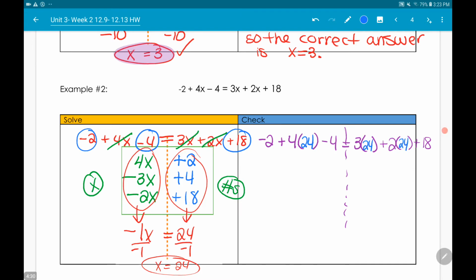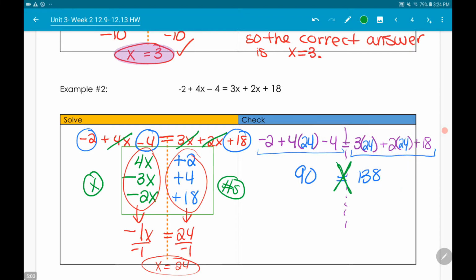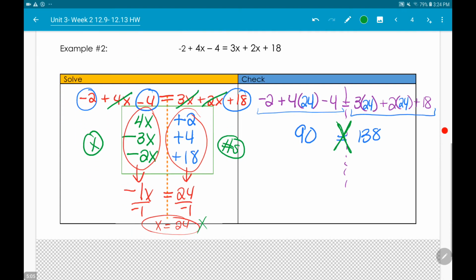I'm definitely going to need a calculator for this. I feel like something might be off here, but we'll check. All right, so on this side, I'm plugging this in my calculator. I get 90. And on this side, I got 138. So they are not balanced. They're not equal, so that means I did something wrong. So I have to go back and look.